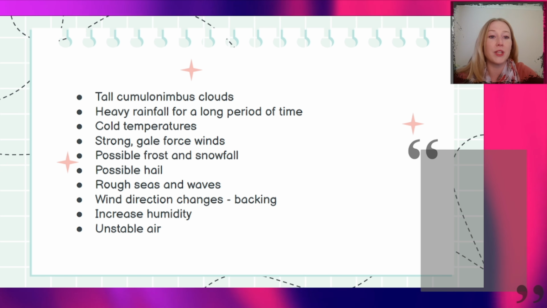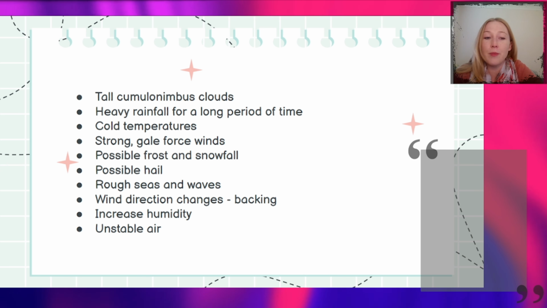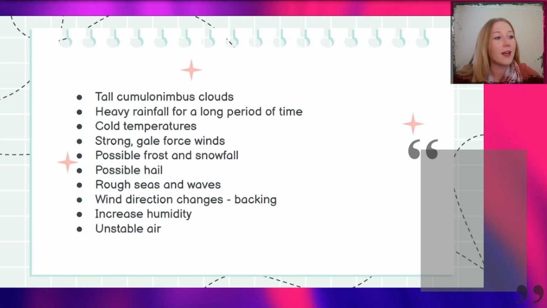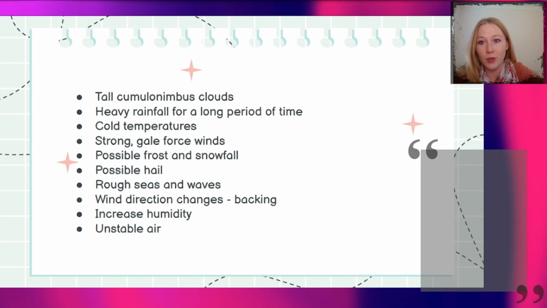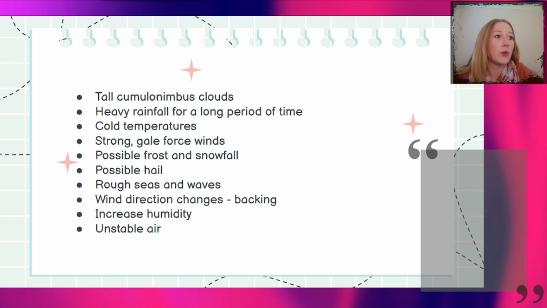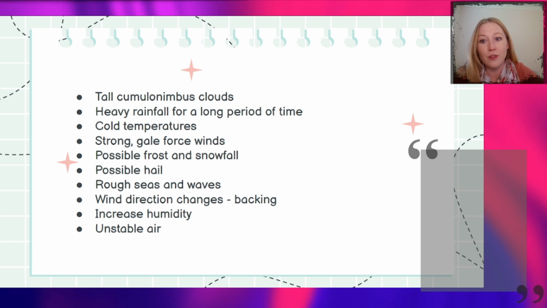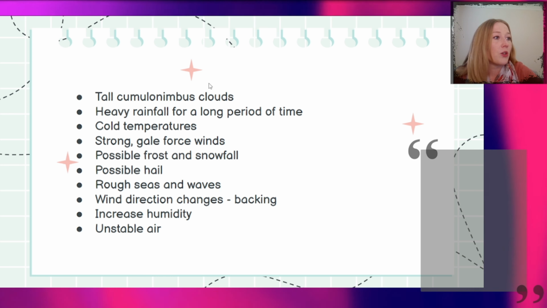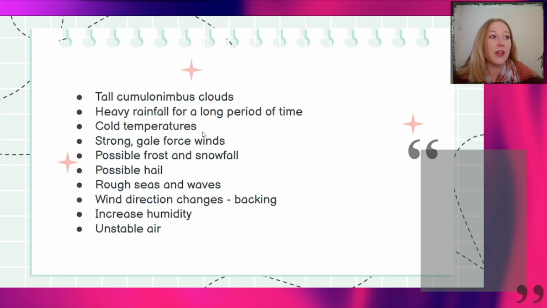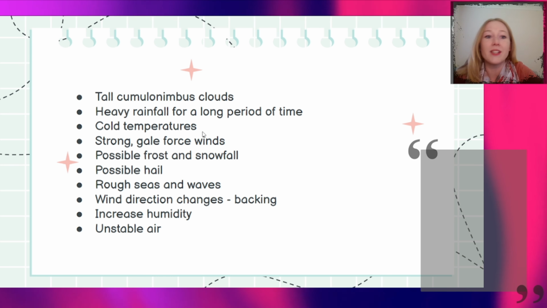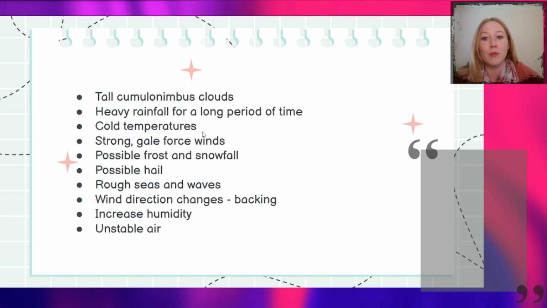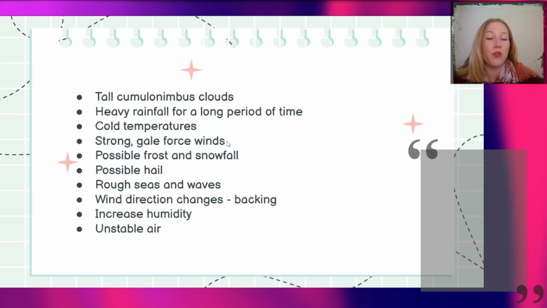You must know the precipitation, you must know temperature, you must know wind, and any other weather conditions that come with it. Precipitation, we have large cumulonimbus clouds, heavy rain for a long period of time. You will obviously experience very cold temperatures. It is a cold front, so temperatures will drop, and you'll also notice very strong wind.